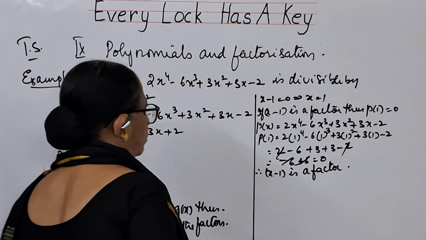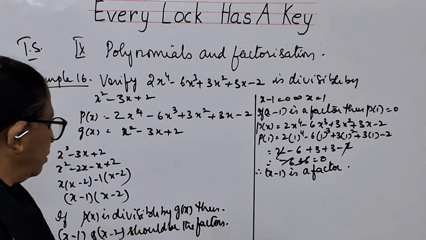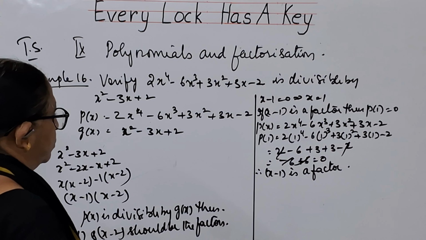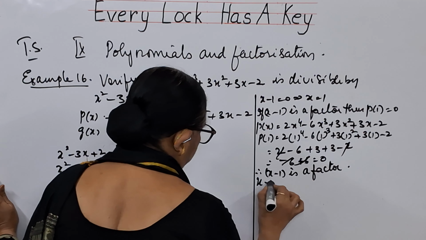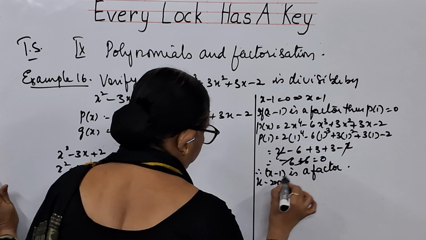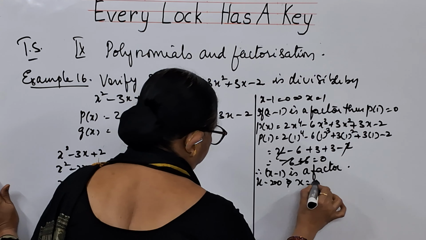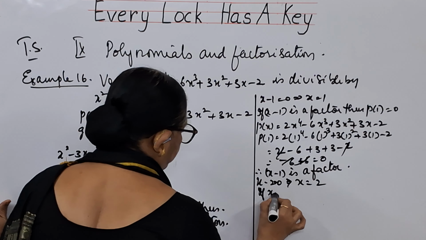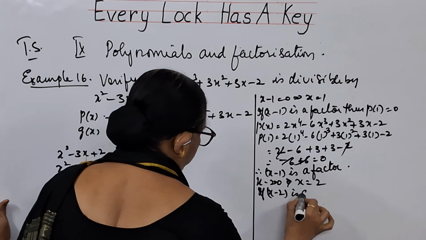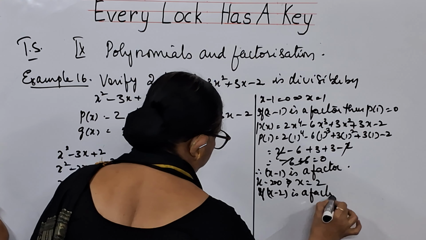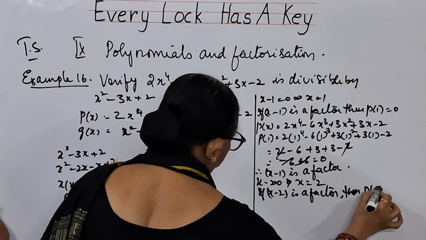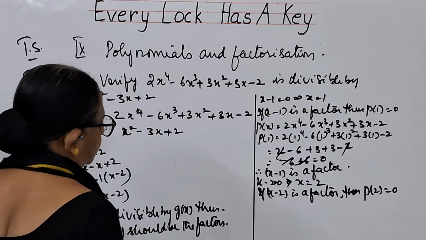So we could find out that x minus 1 is a factor. Now x minus 2 is a factor. So what you can say, x minus 2 is equal to 0 implies x is equal to 2. So if x minus 2 is a factor, then p of 2 should be equal to 0.